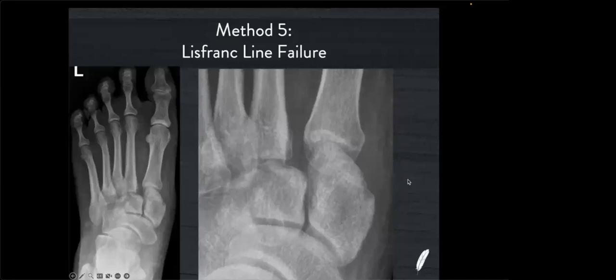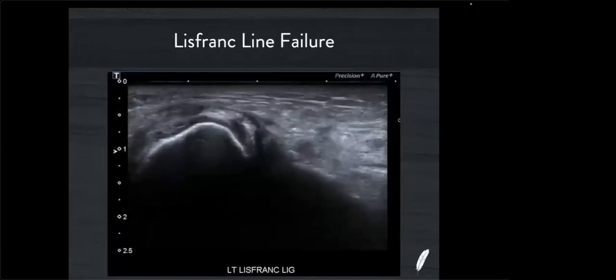So this is a classic radiographic finding of a failure of the dorsal Lisfranc ligament, and this is as a result of a separation of the forefoot from the midfoot. This is the corresponding ultrasound.